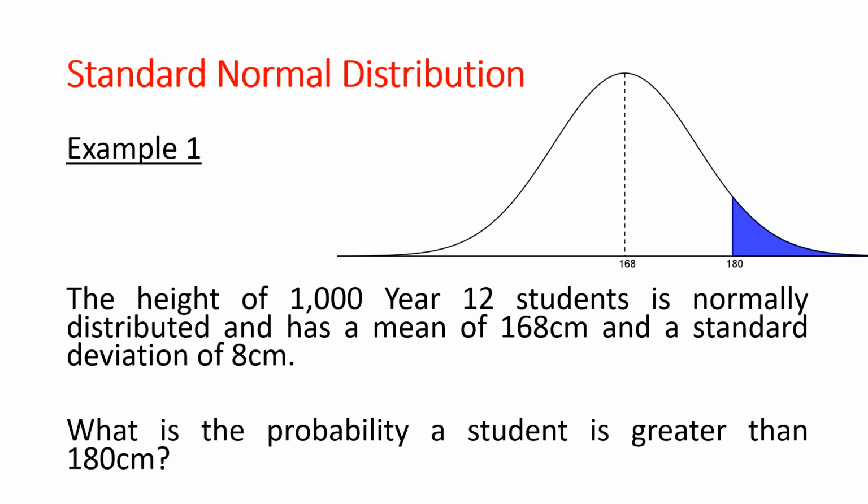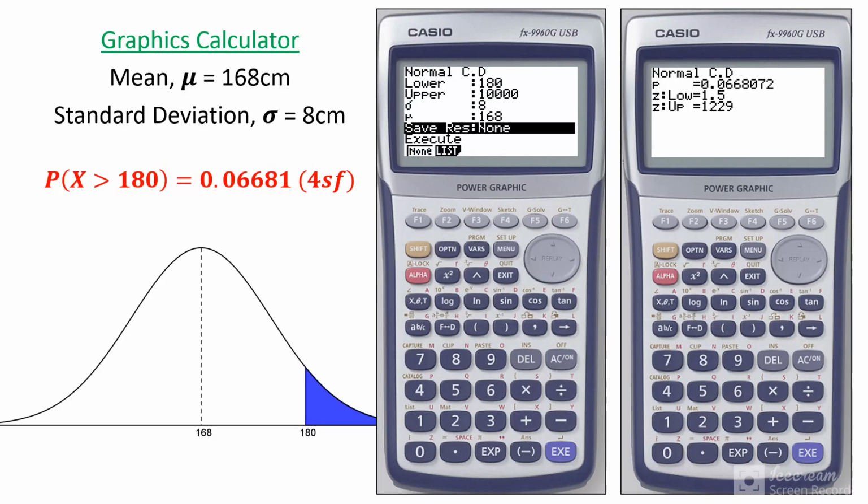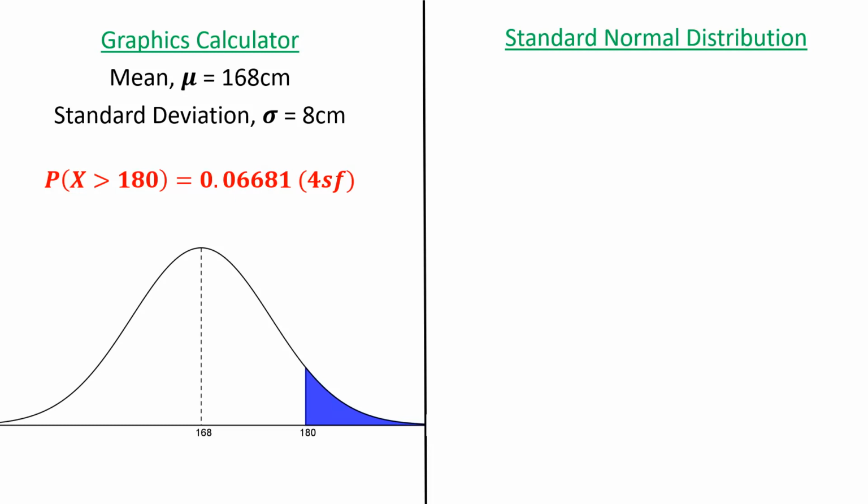Now, here's the example we're going to solve. The height of 1,000 Year 12 students is normally distributed and has a mean of 168 centimetres and a standard deviation of 8 centimetres. We're going to work out the probability a student is greater than 180 centimetres. Now, we can solve it on the graphics calculator as we showed you in our previous video, but we're going to solve this with the standard normal distribution.